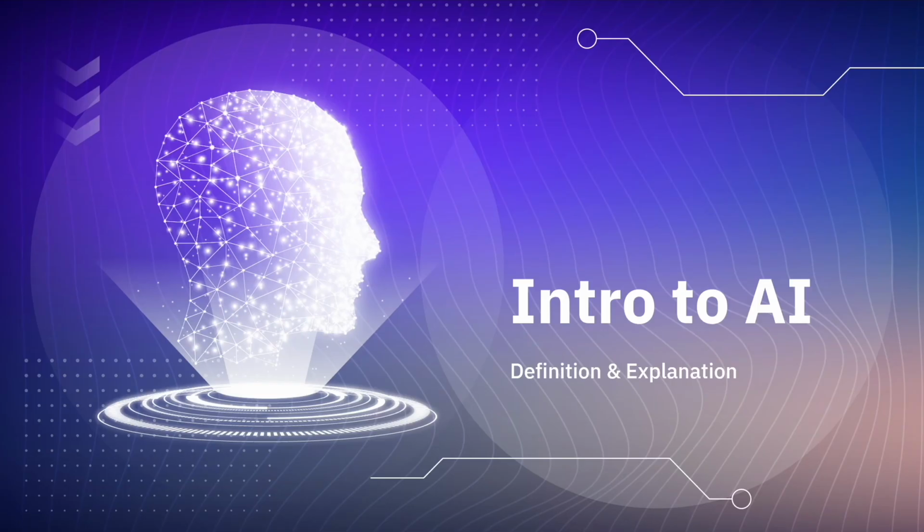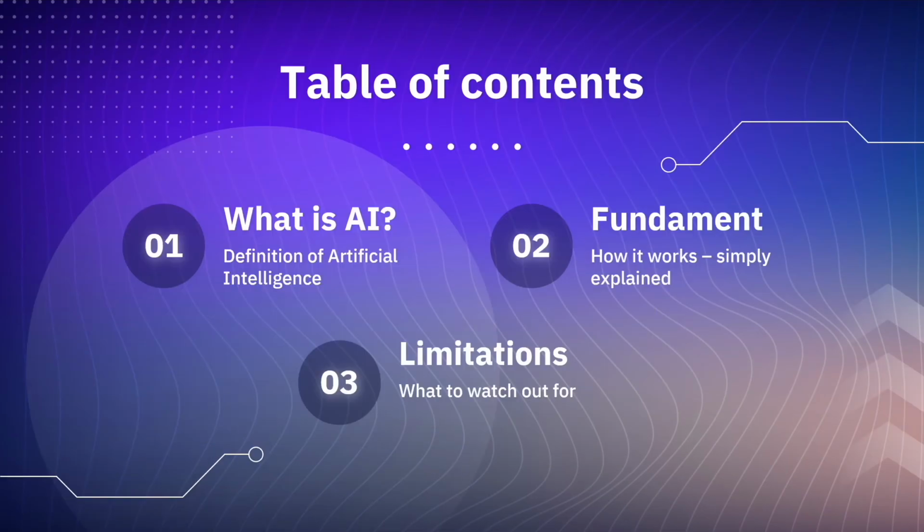So let's go ahead. Our table of contents for today, we have first, we're going to talk about what is AI, what is artificial intelligence. We're going to go ahead with a definition and try to understand what it's based on. So that's a little bit of theory in the beginning.